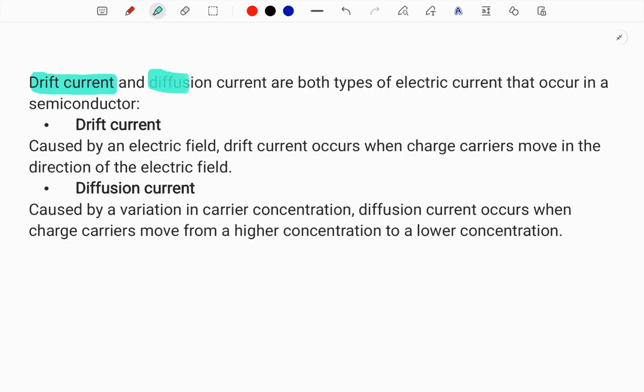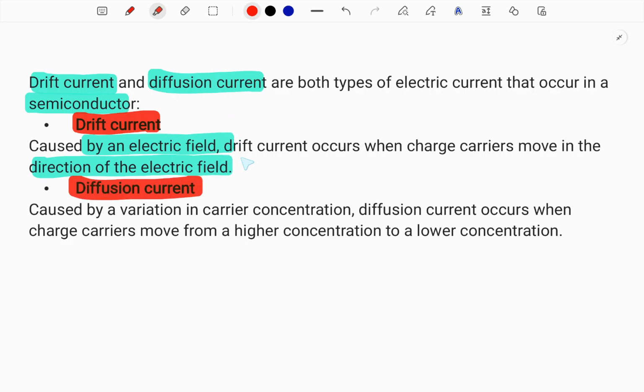Drift current and diffusion current are both types of electric current that occur in a semiconductor. Drift current is caused by an electric field. Drift current occurs when charge carriers move in the direction of the electric field.